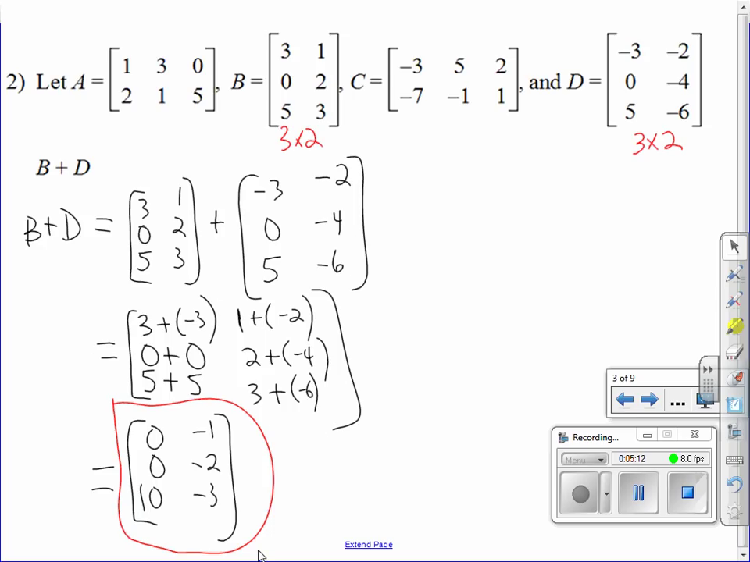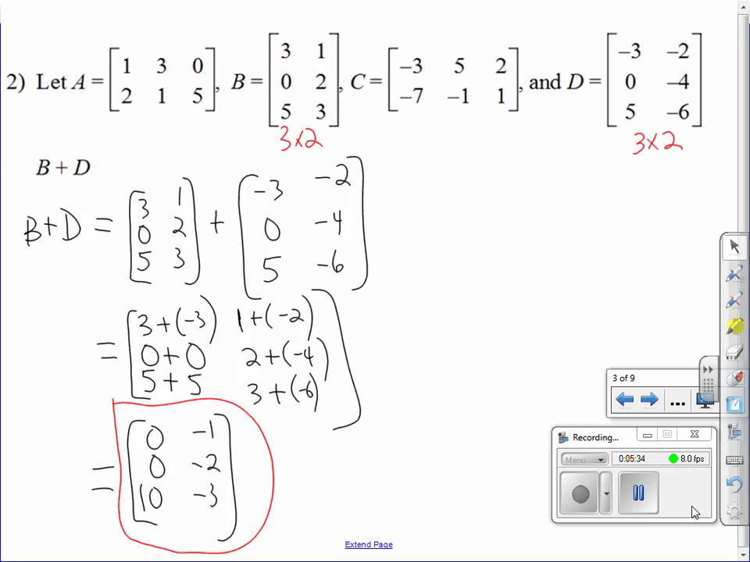All right? Now, in the next couple of examples, I'm not going to write this step out anymore. I'm just going to go straight from what I'm adding or subtracting to the answer. Hopefully you got the same thing. 0, 0, 10, negative 1, negative 2, negative 3. If you didn't, call me over. I'll be happy to clarify why the answer is what it is.